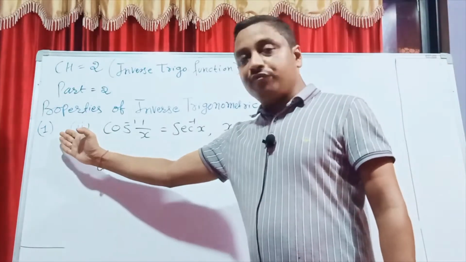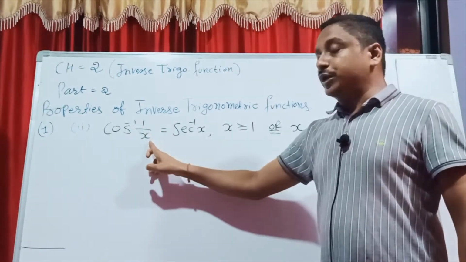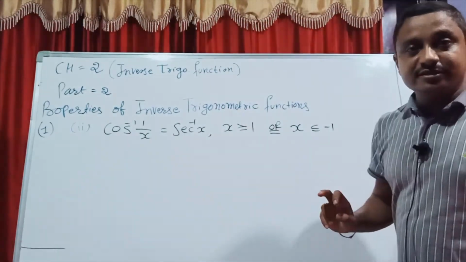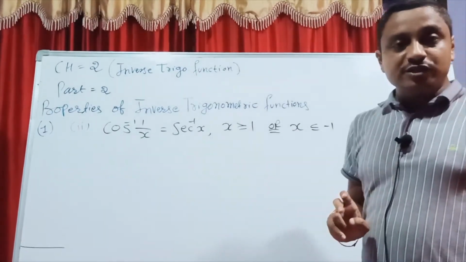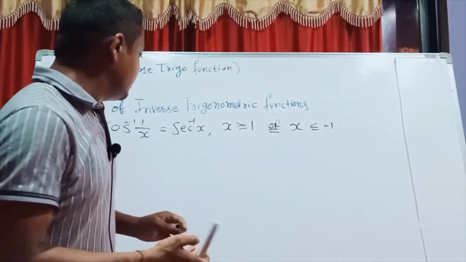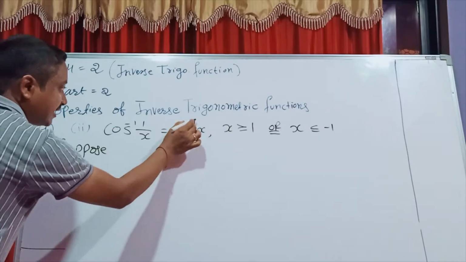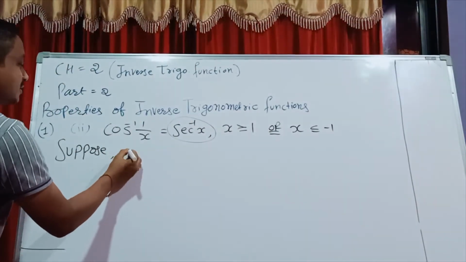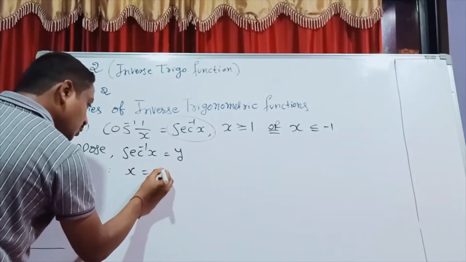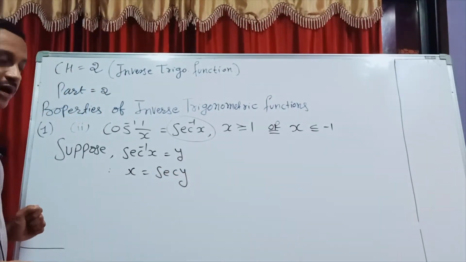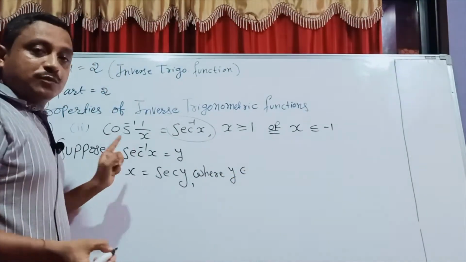Now continue, students. Property 1 has three parts, and I go to the second part. Cos inverse 1 upon x is equal to sec inverse x, where x is greater than or equal to 1 or x is less than or equal to minus 1. I explain with the same solution. Suppose sec inverse x is equal to y. So x is equal to sec y, where y belongs to the range of sec inverse x.